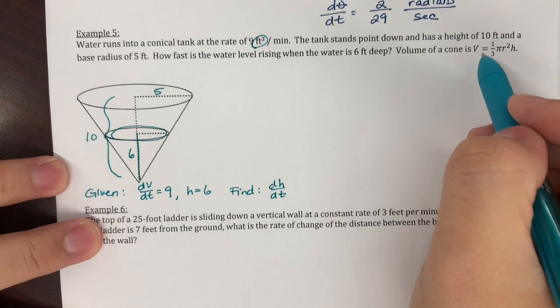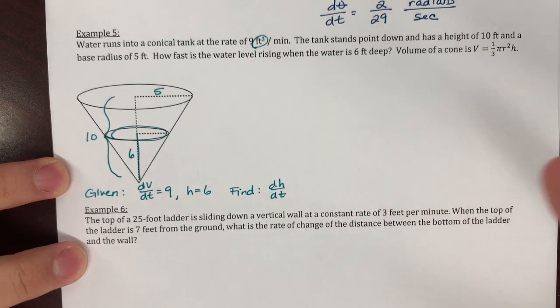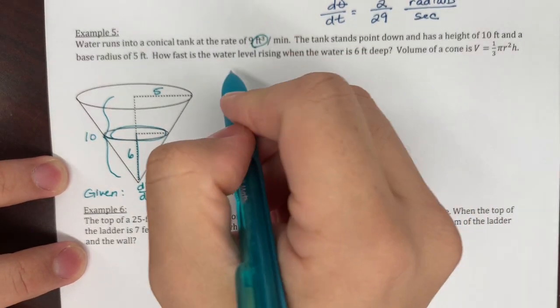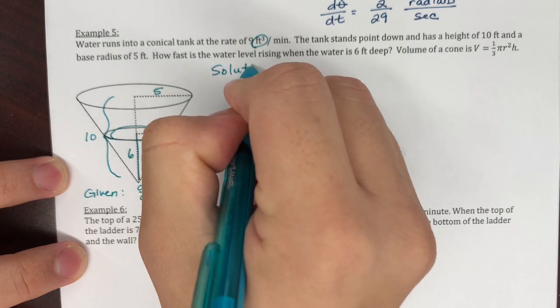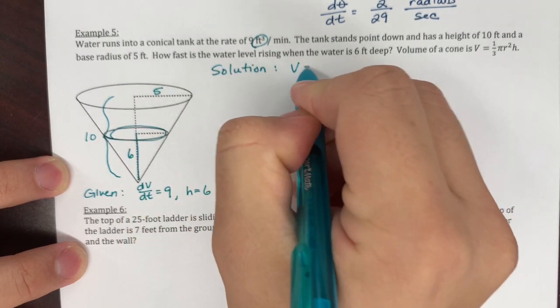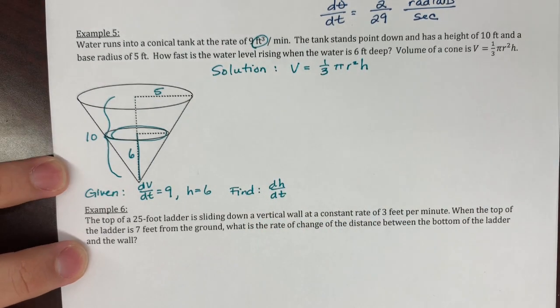So I was nice enough to provide you with the formula for the volume of a cone. I don't know if that's always going to necessarily be the case, but we'll see. So as far as our solution is concerned, we have over here that the volume of a cone is equal to 1/3 pi r squared times h.